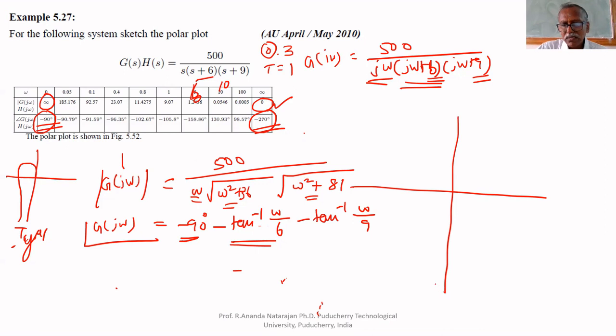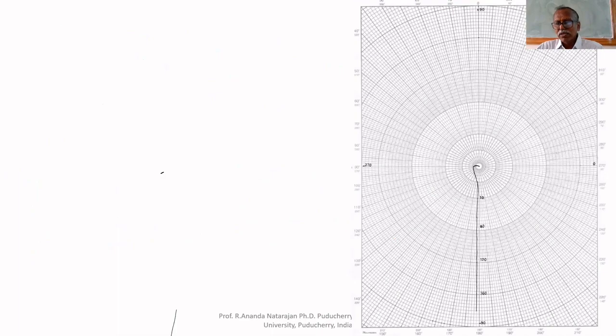It starts at minus 90. If you draw it on a polar chart, it will look like this. You cannot draw infinity points; large values you cannot substitute. But in a rough plot, we can draw like this, because it comes from infinity, and you can mention that. But in the actual plot on a polar chart, it will look like this.